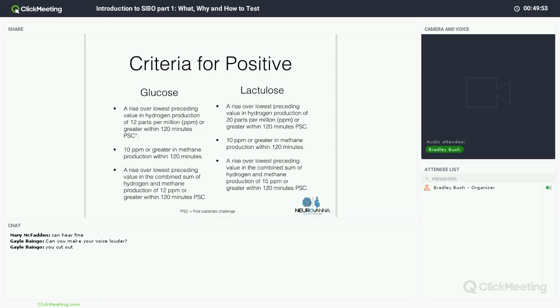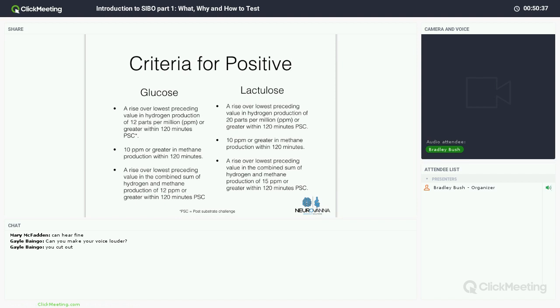With glucose, if you have a rise in hydrogen levels from the lowest preceding value to a peak of 12 parts per million or greater within 120 minutes of consuming the glucose, you get a positive. If you have 10 parts per million or greater of methane at any given time in that first 100, 120 minutes, that's a positive for SIBO also. Or if you have a combined sum of hydrogen and methane from the lowest to the highest value within 120 minutes of 12 parts per million, it's a positive.